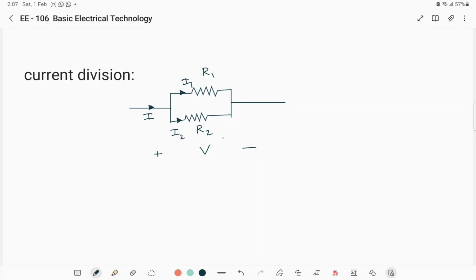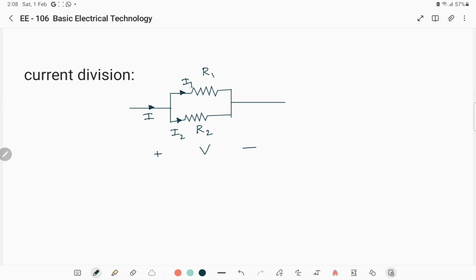See the case of two parallel resistors R1 and R2, and the total current flowing through them is I. The current will be divided in the parallel circuits. Let the current flowing in resistor R1 be I1, and the current flowing through resistor R2 be I2, and the voltage applied across them is V. Then how are they related?